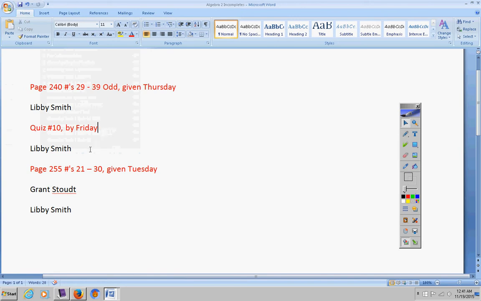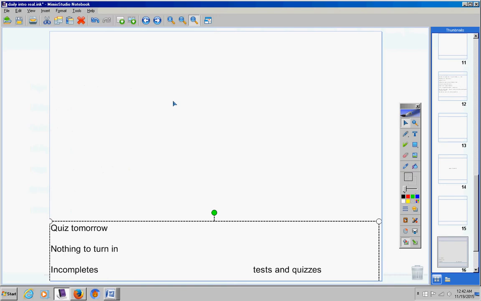And then this was given on Tuesday. Grant and Libby did not get it from you guys. I collected it yesterday, okay? So just so you know, all of this must be turned in by Friday, or they will become permanent zeros, okay? So please, make sure you stay on top of that.